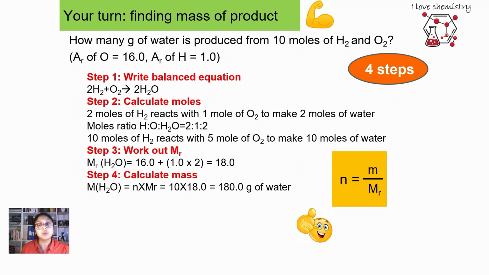Step 3, work out the Mr. We have done it already before, so you know it now. 18 it is. Step 4, calculate the mass. So mass here for the water, n times Mr. So 10, the moles we have got in step 2, times 18, that is 180 grams of water. That's it. Now, if you follow these 4 steps every time, you cannot go wrong.